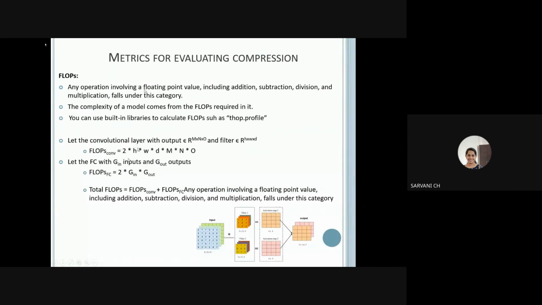And if you want to calculate them manually, we usually consider only convolutional layers and fully connected layers for calculation, and then we show the compression only in terms of convolutional layers and fully connected layers. This is the formula, and you can see that by combining the flops of all the convolutional layers and fully connected layers, we get the total number of flops here.